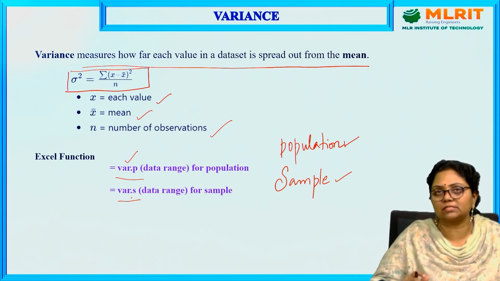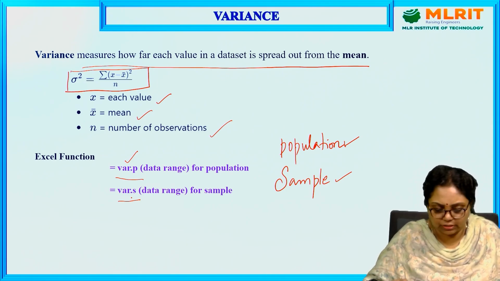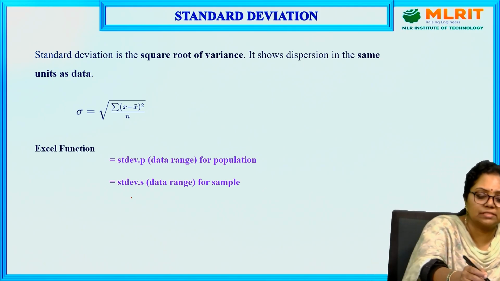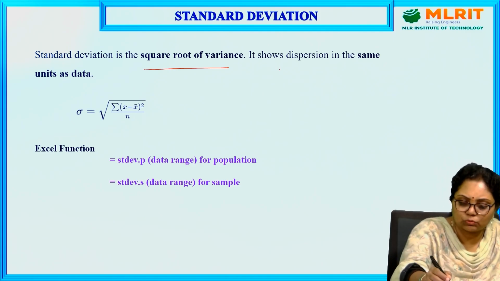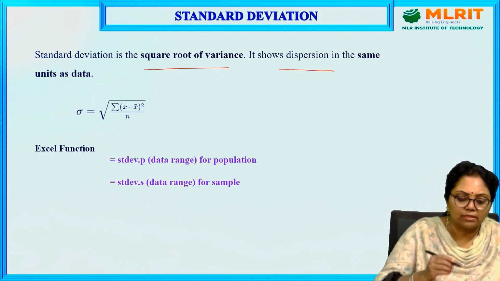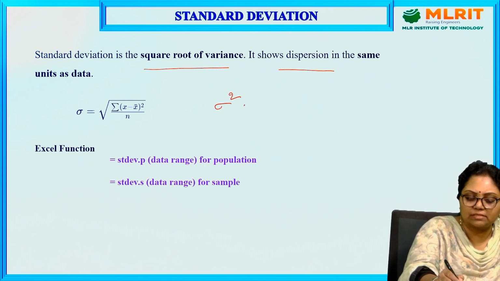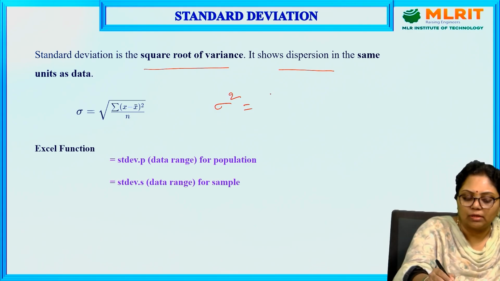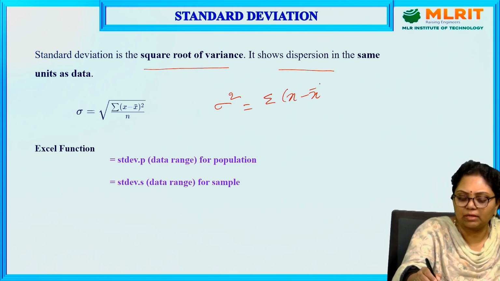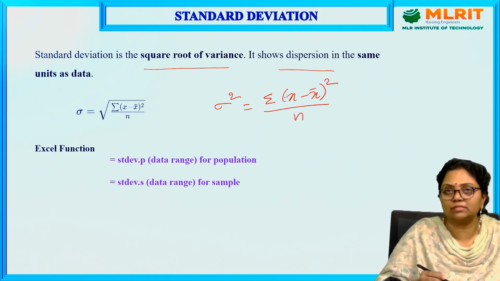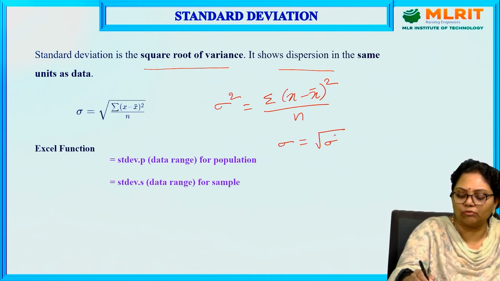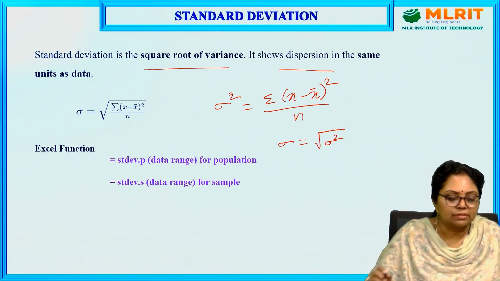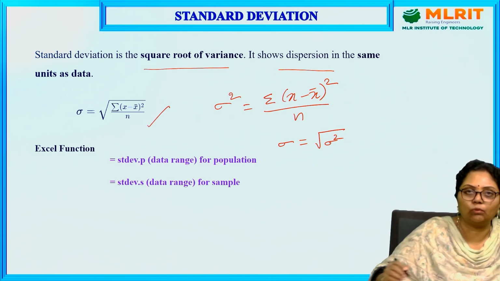Similar is the case with the next measure, standard deviation, because standard deviation is nothing but the square root of variance. So if we get the value of variance, simply by taking the square root of it, we get the standard deviation. It shows the dispersion in the same units as the data. Earlier you have seen variance, that is sigma square equals summation of x minus x bar whole square by n. Now when we know the variance formula, obviously we can get the standard deviation formula. Standard deviation is equal to the square root of variance, which is equal to sigma. So sigma equals the square root of summation of x minus x bar whole square by n.